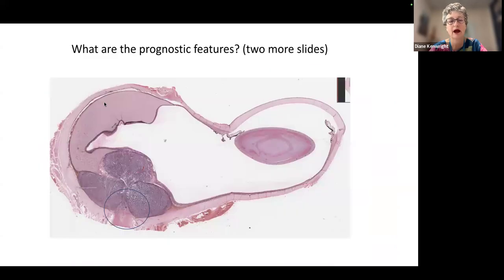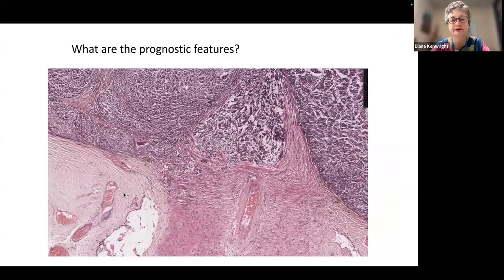Let's just go back to the low power. So the basal diameter, by the way, is measured here. We often use a computer to measure it now. And the height of the tumor is measured at the greatest height when we're measuring tumor stage.